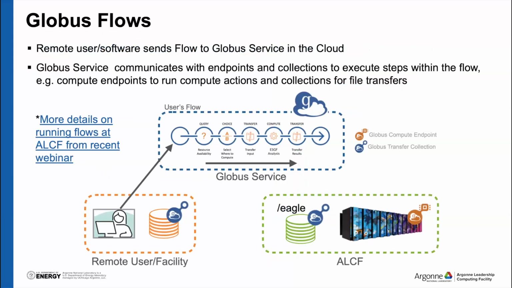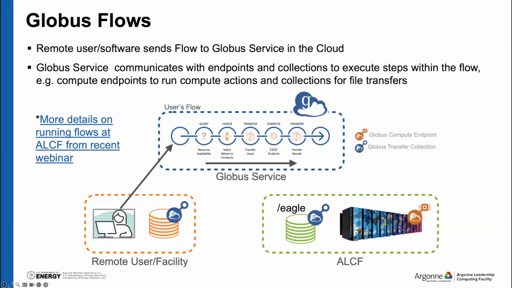So again, just to summarize what this looks like: when you run a flow, the remote user will send a description of their workflow, of the Globus flow, to the Globus service, and that's where it will be hosted, and that's where the stepping through the steps will be executed from. As the Globus service goes through these steps, it has encoded within the flow all the different collections and endpoints it needs to use to complete these steps.